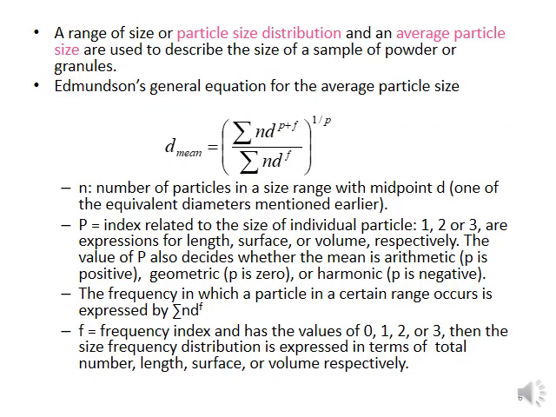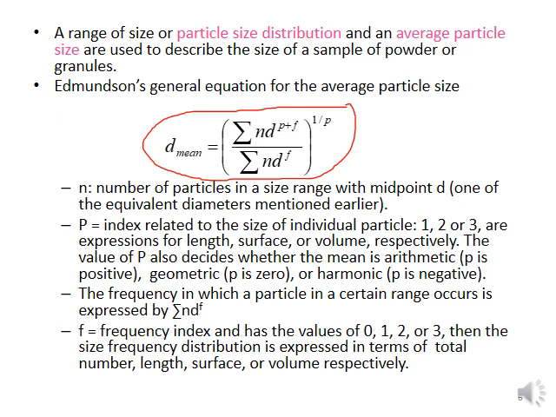When we have a large number of particles, or what we call particle size distribution, then particles will have different diameters, and we need to determine an average particle size or diameter that can describe the batch or the powder. Edmondson described a general equation. This is Edmondson's equation that can be used to determine the average particle size.